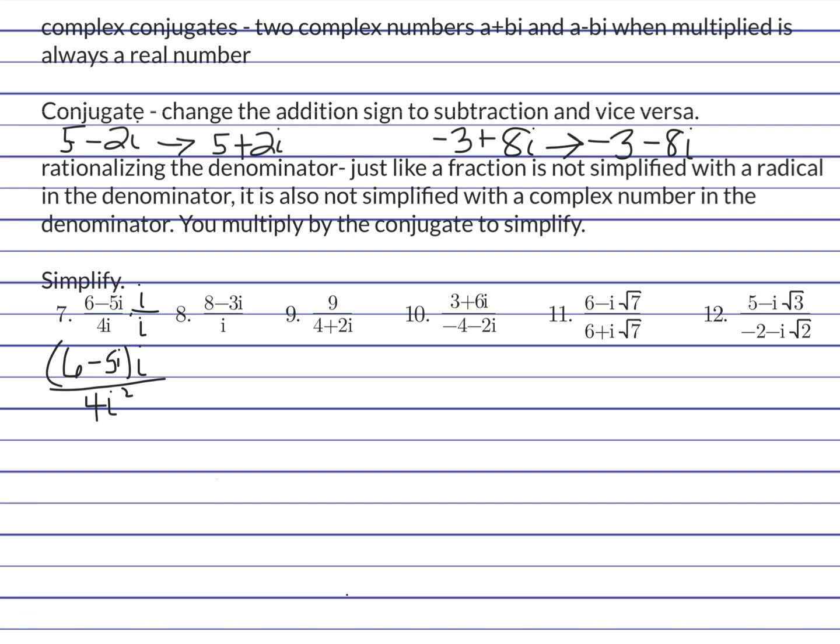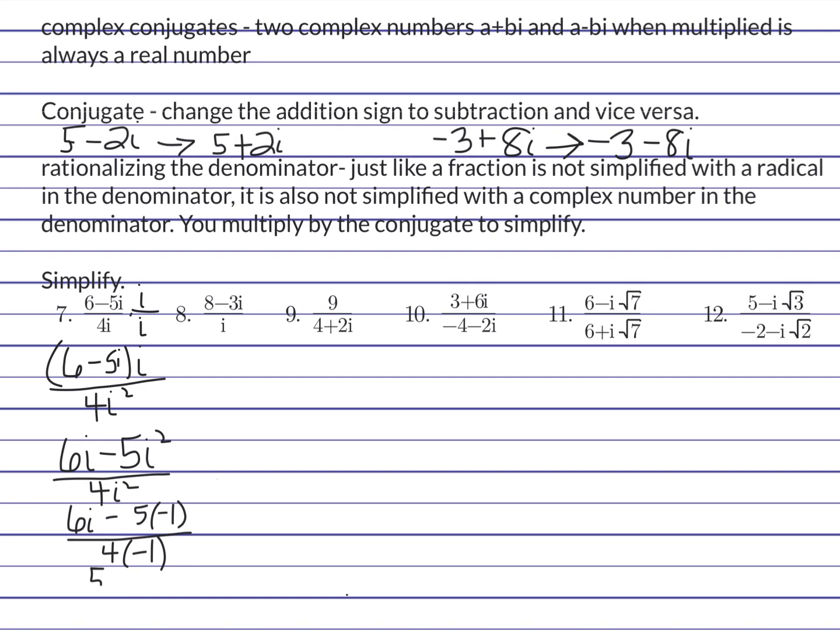I'm going to distribute that i in the numerator. So I would have 6i minus 5i squared over 4i squared. Now I see i squared, so I'm going to replace those with negative 1. So 5 times negative 1 over 4 times negative 1. And so I'm going to have, and I'm going to put this in the correct form.